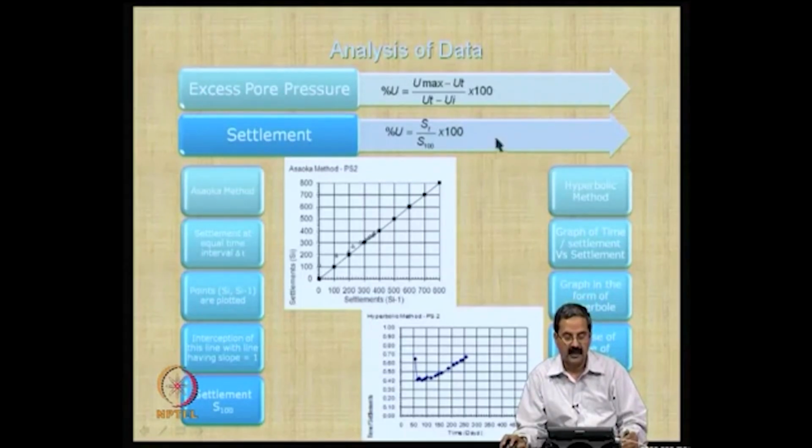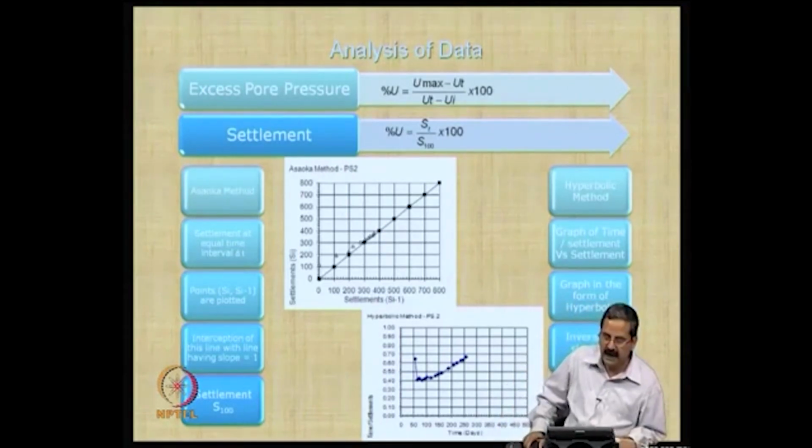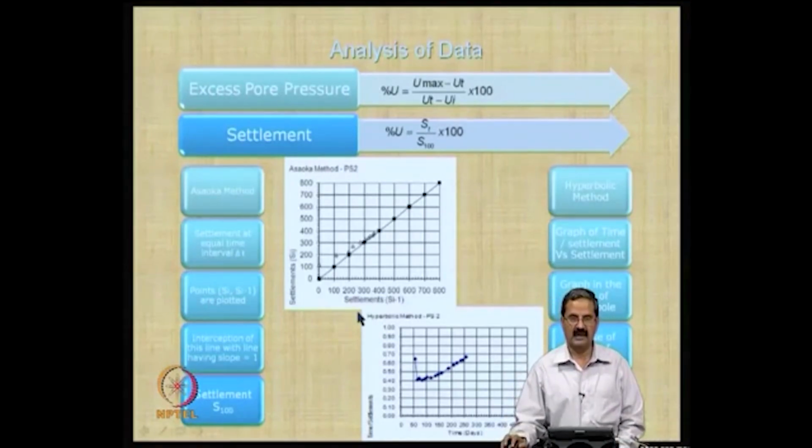Okay. So, in theory, in literature if you look at it, people are always looking at these issues, and the degree of consolidation. You may observe some pattern in the field, but you also should try to develop some theoretical models to understand them. In fact, they used two methods called the Asaoka method and the hyperbolic method.